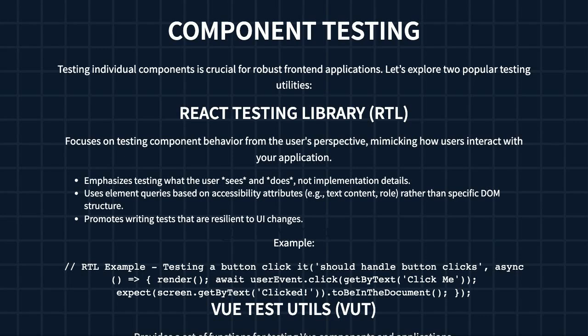We'll cover two popular tools, React Testing Library and Vue Test Utils. React Testing Library is all about how the user interacts with your application. It focuses on what they see and do, not necessarily the internal code structure. Think of it like testing from the user's perspective. Vue Test Utils is a similar tool for Vue components, offering functionalities to access component context and perform assertions. Both are designed to help you build reliable and maintainable front ends.